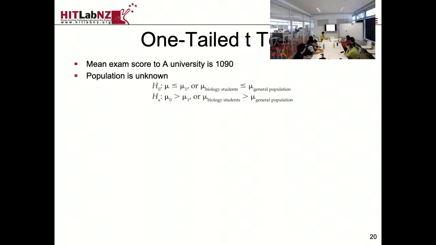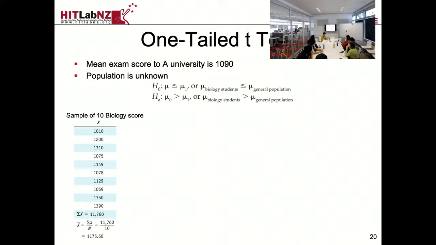As mentioned, this is a one-tailed t-test, so when you set up the hypothesis testing, it provides some direction. As you see here, it provides the direction. What is the null hypothesis? That mu is less than or equal to mu 1, and the alternative hypothesis is that mu 0 is greater than mu 1. So let's see some data sets here. We have 10 data points, and the sample mean is 1176.60.